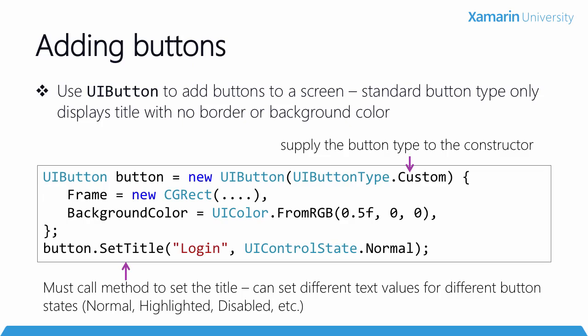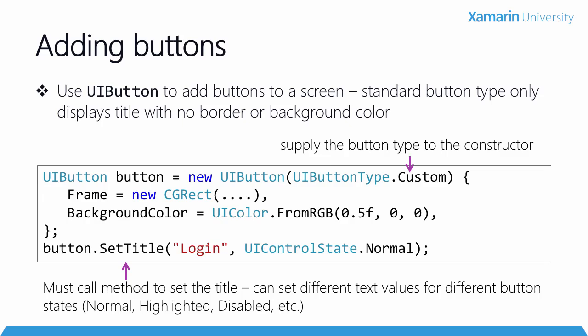There are several different types of buttons. We have an info button that displays like a little i with a circle around it. There's an info dark button that changes the theme of that. There's a standard button, which is just the text with no border and no background. Or you can create a custom button. That's what we're doing here. And again, we're going to set the frame, and because it's a custom button, we can control the background color. So we're going to set the background color to a red color.